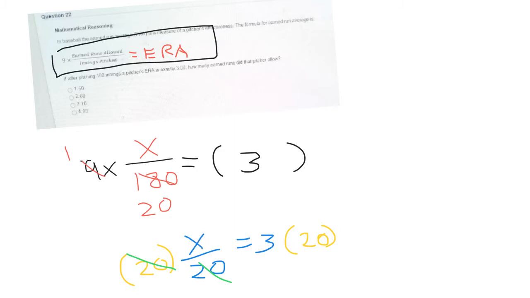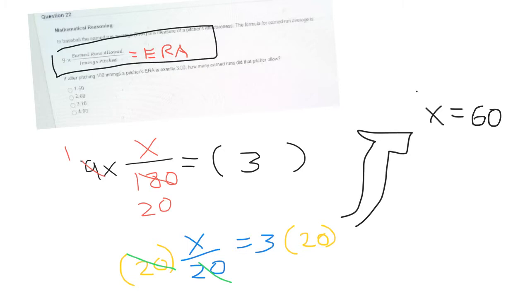So let's take this up here. We end up with x equals, well, what does it equal? It's going to equal 3 times 20, which of course is 60. That is the answer. Bam.